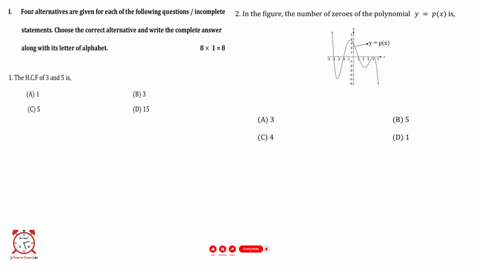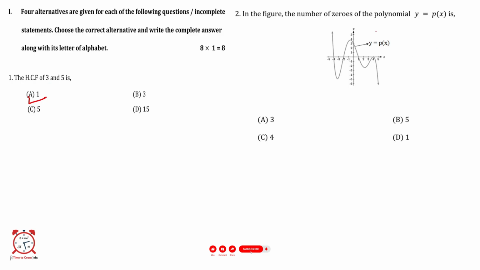First question is the HCF of 3 and 5. We know that 3 and 5 are prime numbers. A prime number has only two factors, 1 and the number itself. So they do not have any other common factor between them. So that is why the HCF is 1.